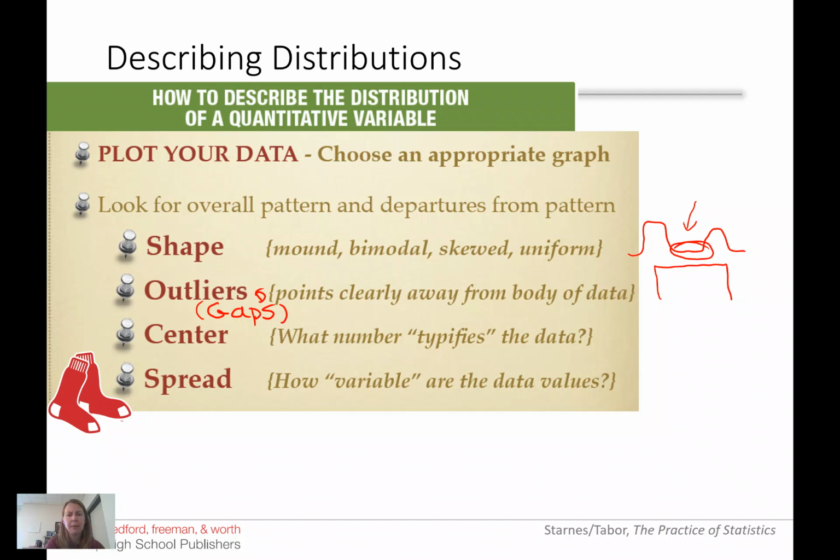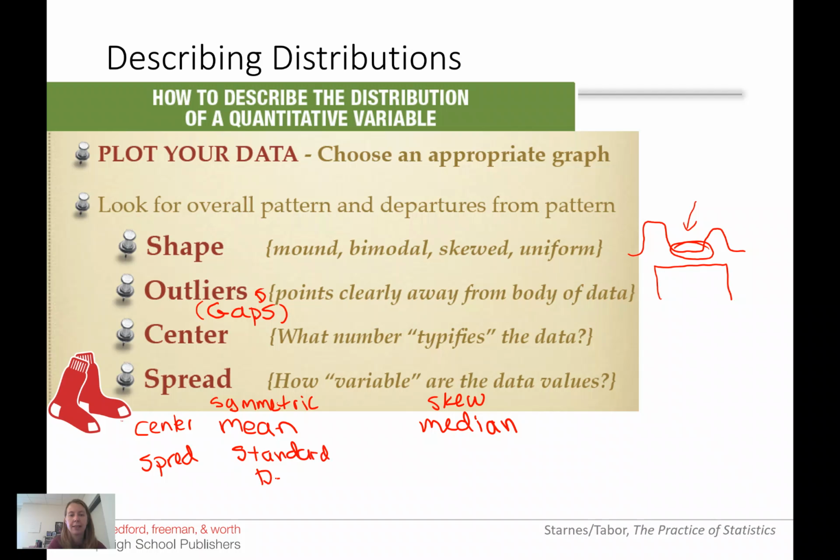And so when we talk about center and spread, we're usually going to use two things. We're going to use mean for the center, or median. Mean is used if your distribution is symmetric. If you have skew or you don't know, median is the better bet. And so this is for center. Then for spread, if you're using mean, you have to use standard deviation, which we're going to go over in the next section.